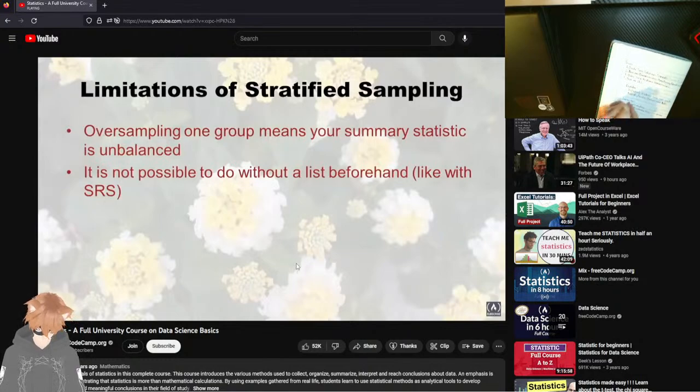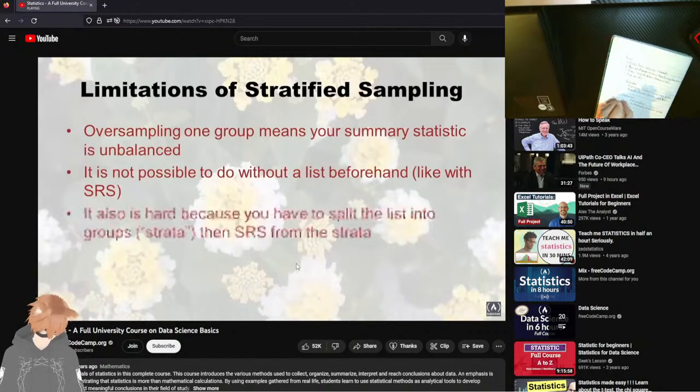It's just the issue. And it's also like simple random sampling, not really possible to do without lists beforehand. And it's also hard to do because you actually have to split the list into groups, into these strata. So let's say I had these hospitals and I didn't know where they were. I didn't know exactly if they were urban or rural or suburban. Well, that adds another level of complexity to stratified sampling.